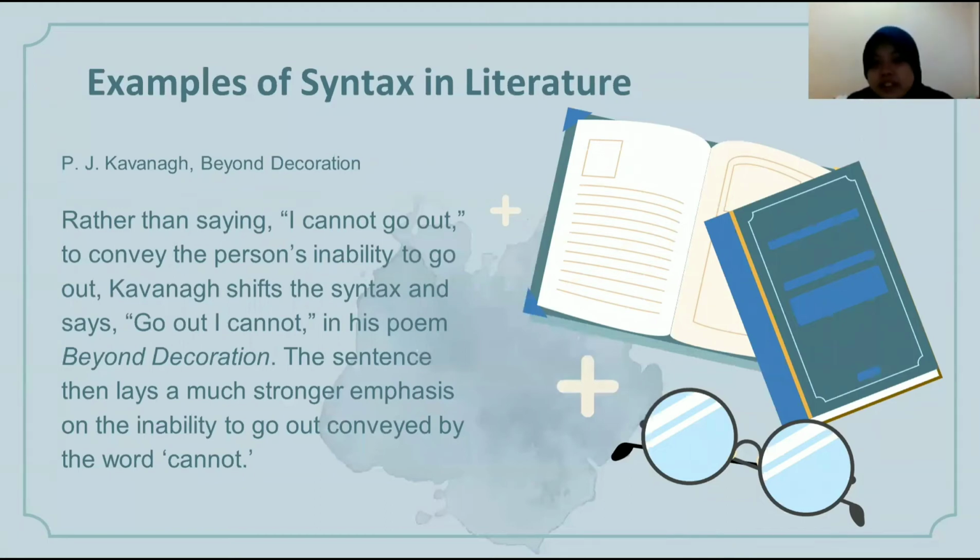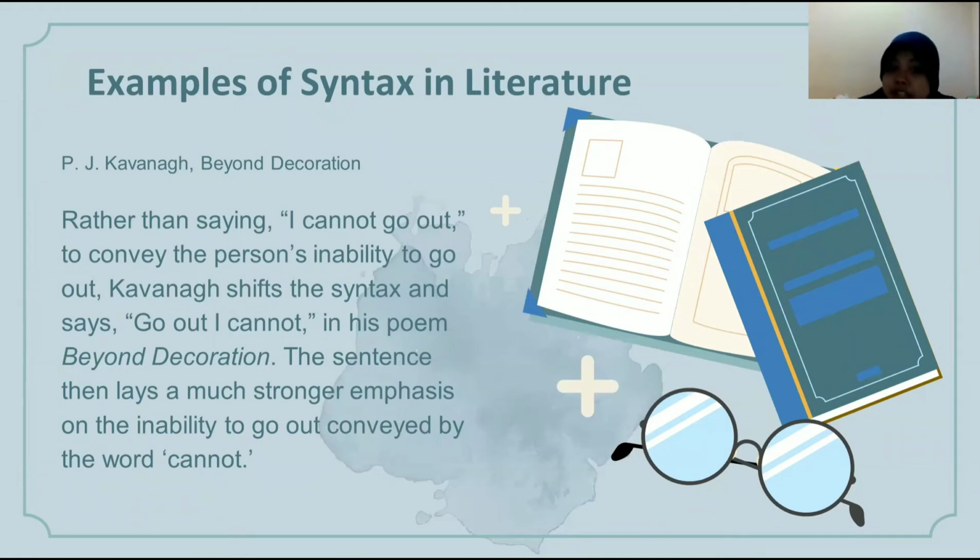The example of syntax in literature, from Beyond Decoration by P.J. Kavanagh. Rather than saying "I cannot go out" to convey the person's inability to go out, P.J. Kavanagh shifts the syntax and says "Go out, I cannot" in his poem Beyond Decoration. The sentence then puts stronger emphasis on the inability to go out conveyed by the word cannot.